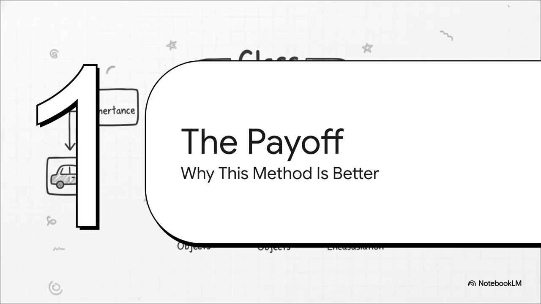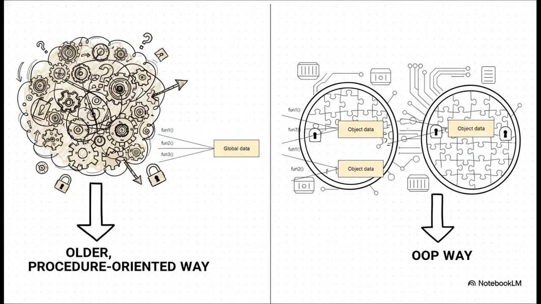So, we have objects, we have classes, and we have these 4 pillars with their fancy names. But what's the big deal? Why go through all this trouble? Let's get to the payoff and see why this way of thinking is so much better than what programmers used to do. And this picture really says it all.